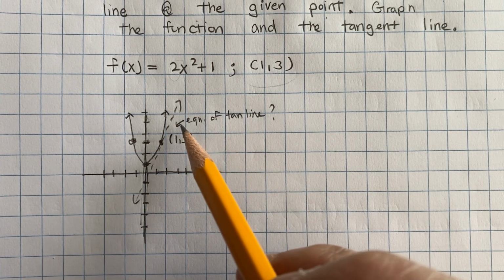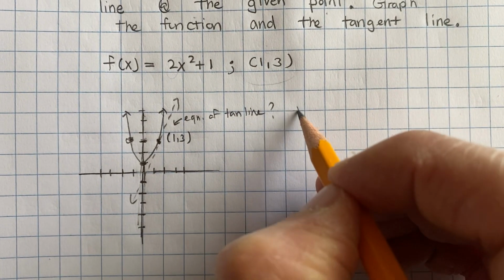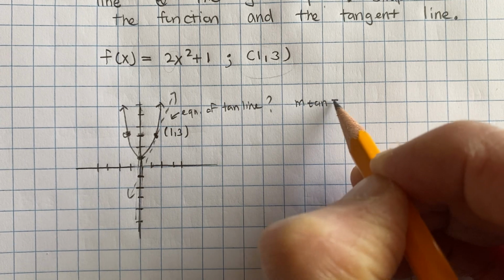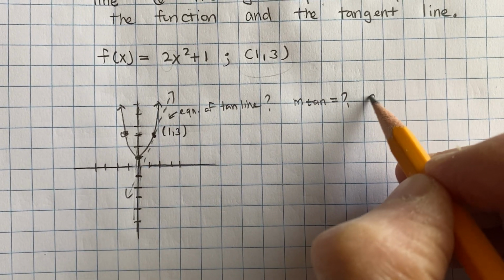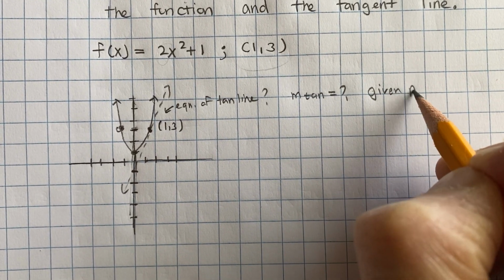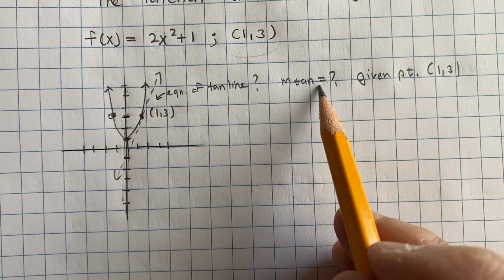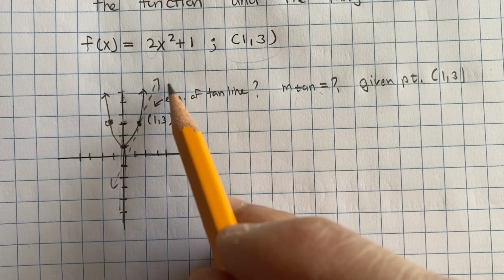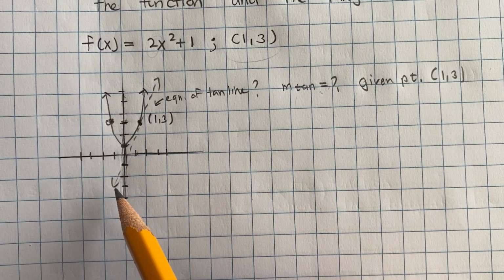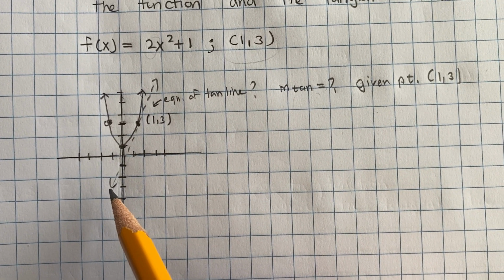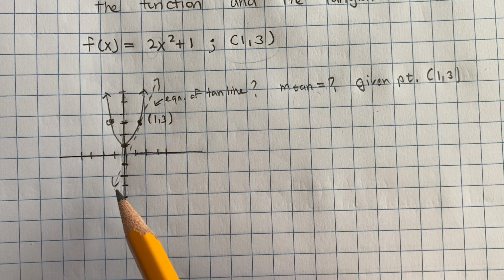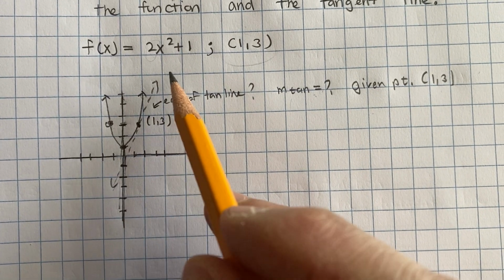All right, so how do I find the equation of the tangent line? Well, I need the slope of the tangent line. And I already have a given point. The given point is (1, 3). And once I have the slope, I could just use point-slope form, and then I'm done writing the equation of this line. So a little bit of algebra, going all the way back to Math 1 or middle school days, on how to write the equation of a line.